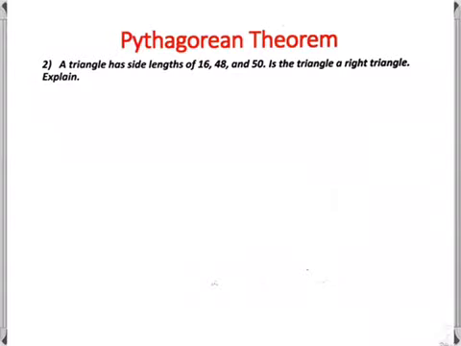Question 2. A triangle has side lengths of 16, 48, and 50. Is the triangle a right triangle? Explain. So we've got A, B, and C, and we need to use the Pythagorean theorem to test. So 16 squared plus 48 squared equals 50 squared. 16 squared is 256. 48 squared, 2,304. And 50 squared, 2,500.